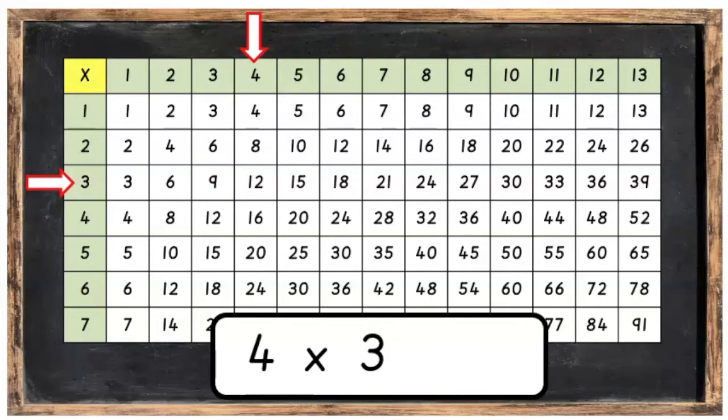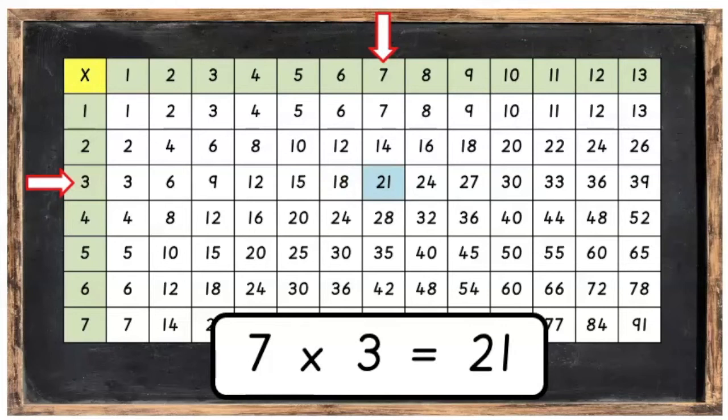4 multiplied by 3 is equal to 12. 5 multiplied by 3 is equal to 15. So if I skip count 5 times, I'm going to land on 15. 6 multiplied by 3 is equal to 18. 7 multiplied by 3 is equal to 21.